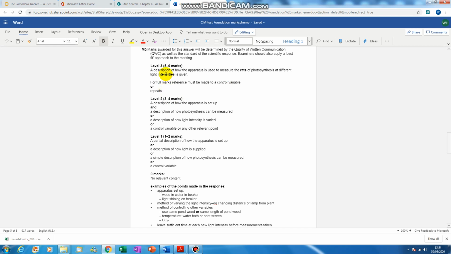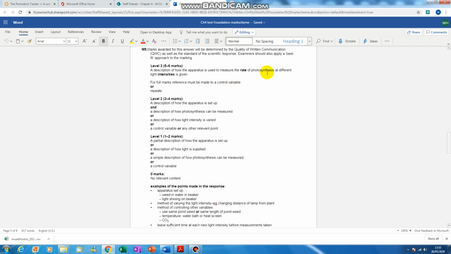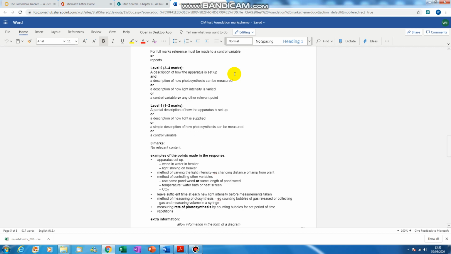To get 5 or 6 marks, I need to talk about a control variable fully, or mention repeats, and I need to describe how the apparatus is used to measure the rate of photosynthesis at different light intensities given.